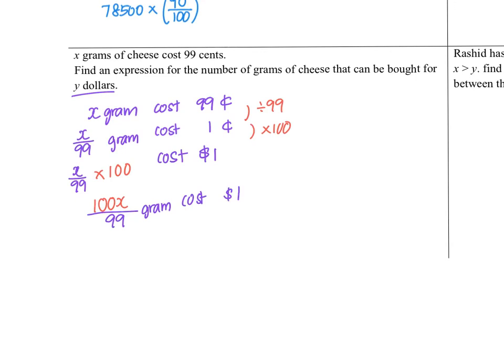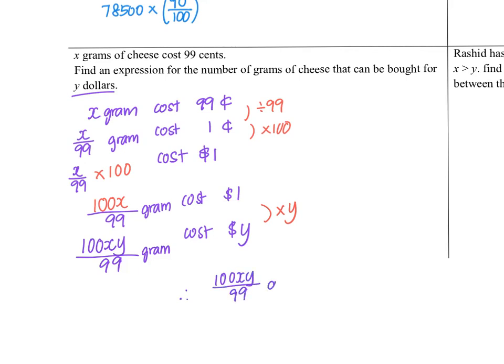So now if I want to get y dollars, how much will I get? I'll need to multiply by y. If I multiply by y, will the y go to the numerator or the denominator? Well, it goes to the numerator. So in this case, the answer will be 100x times y over 99 grams. Okay, have you gotten the answer?